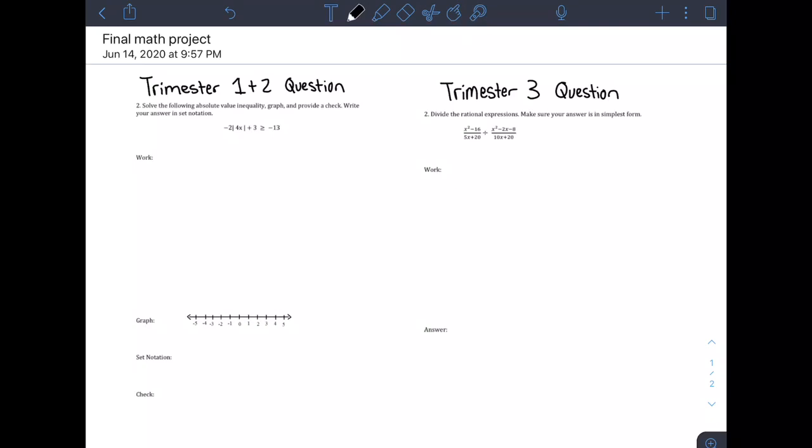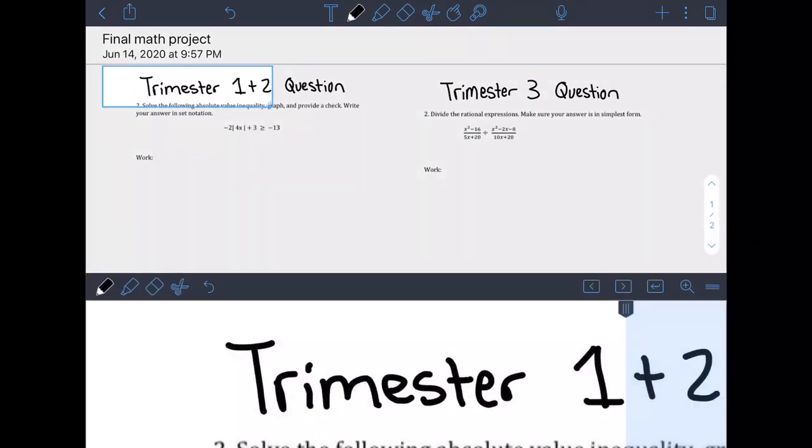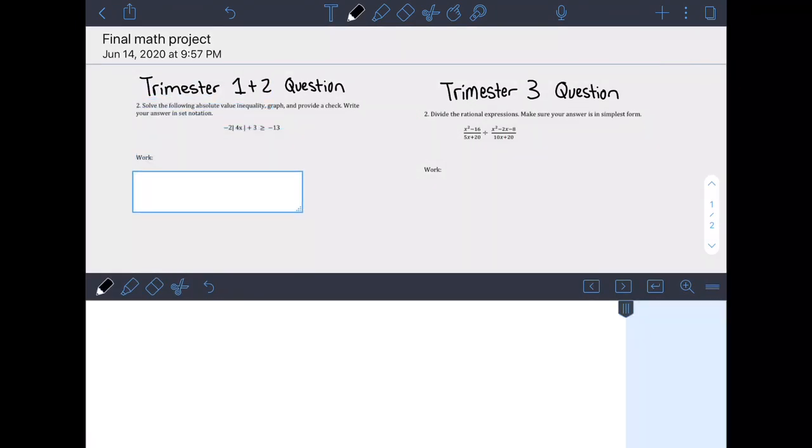Alright class, so today we're going to be going over the 2 review problems for the trimester. So we're going to start with: solve the following absolute value inequality, graph, and provide a check. Write your answer in set notation.